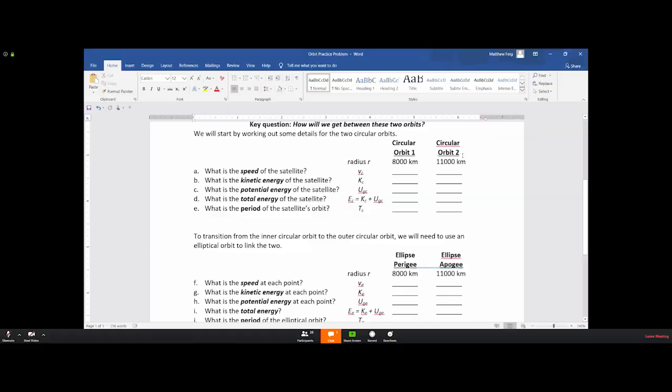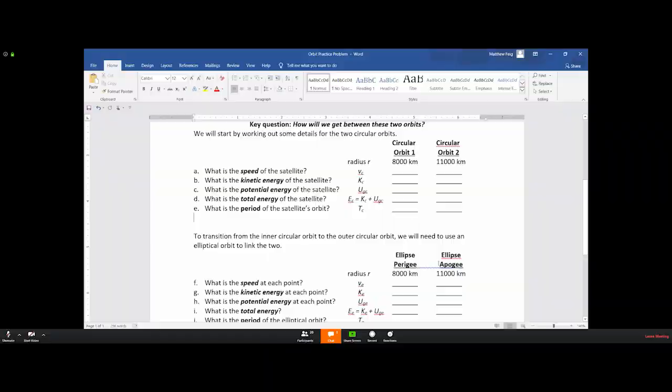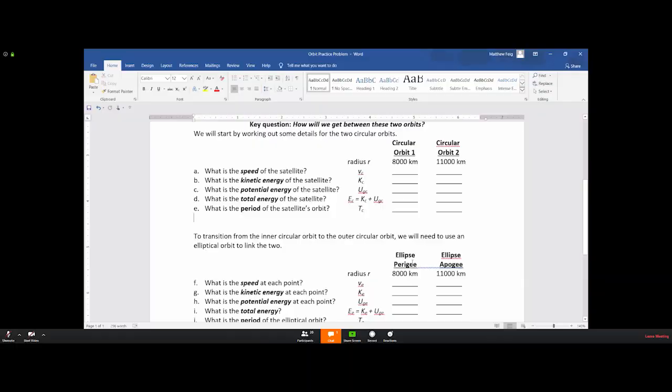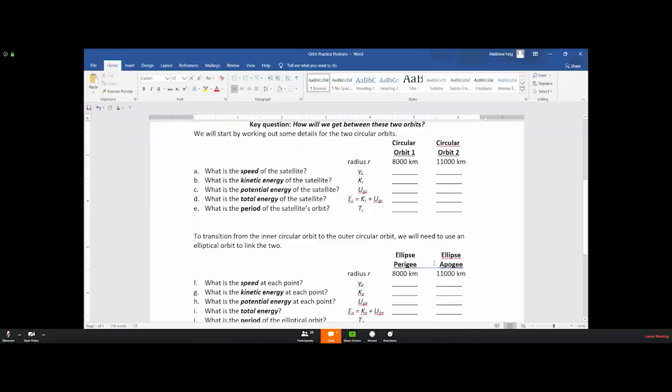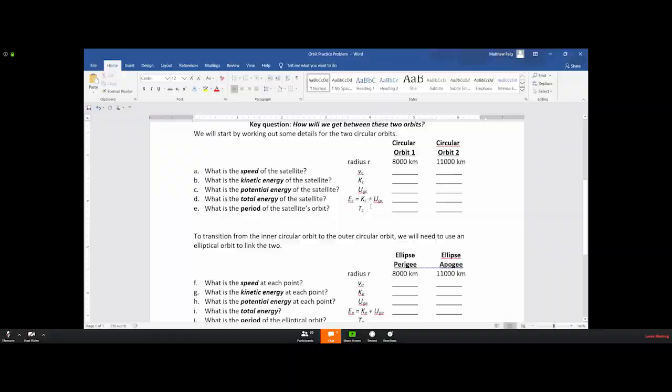And for the ellipse, we want the ellipse to touch the inner circular orbit at one point on the ellipse. And we want the ellipse to touch the outer circular orbit at the farthest point on the ellipse, and those are called perigee and apogee. If you're orbiting the sun, it's perihelion and aphelion. So the 8,000 kilometer circular orbit is going to be the nearest approach of the ellipse. The 11,000 kilometer circular orbit is going to be the furthest outward point from the Earth for the elliptical orbit. And then we're revisiting pretty much all these issues from A through E in F through I.